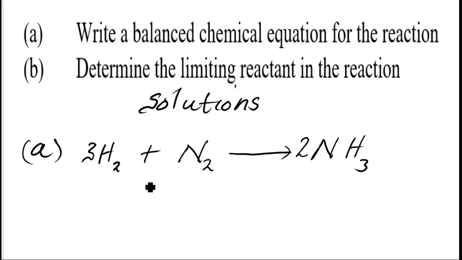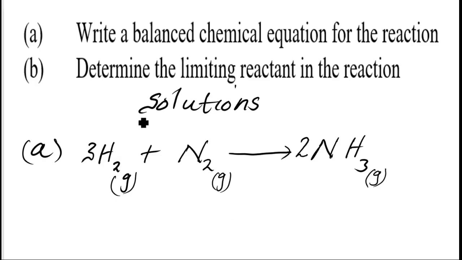Putting state symbols, all of them are gases. So this is a gas, this is also a gas, and ammonia is also a gas. That is the equation for the Haber process. Actually, this equation is reversible, so in other books you find that they put another arrow there.